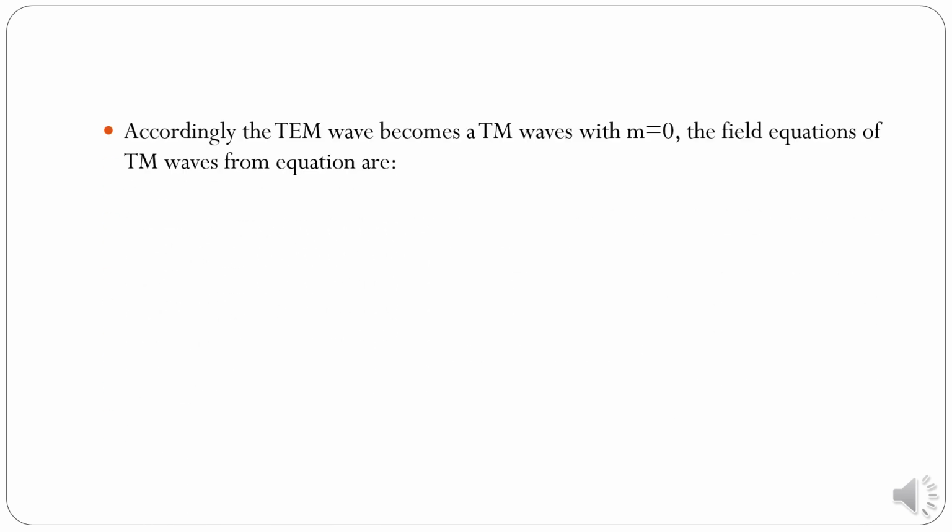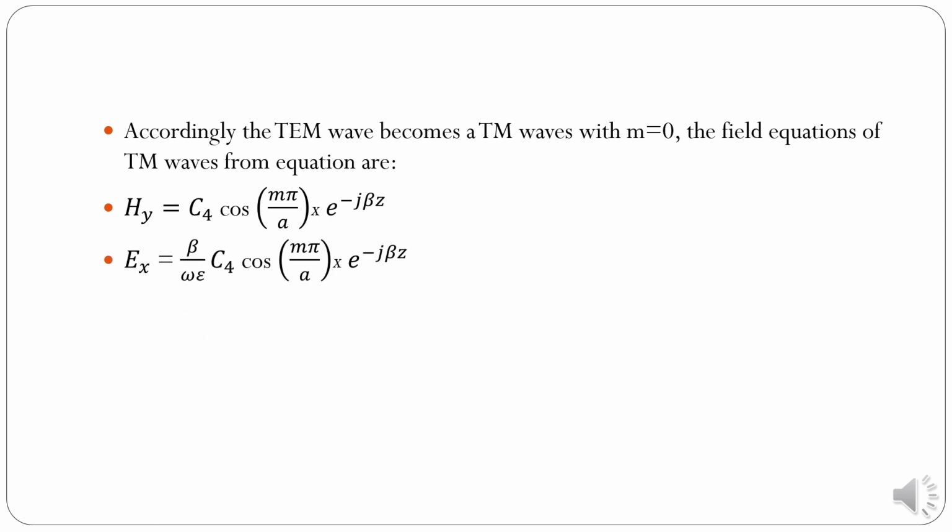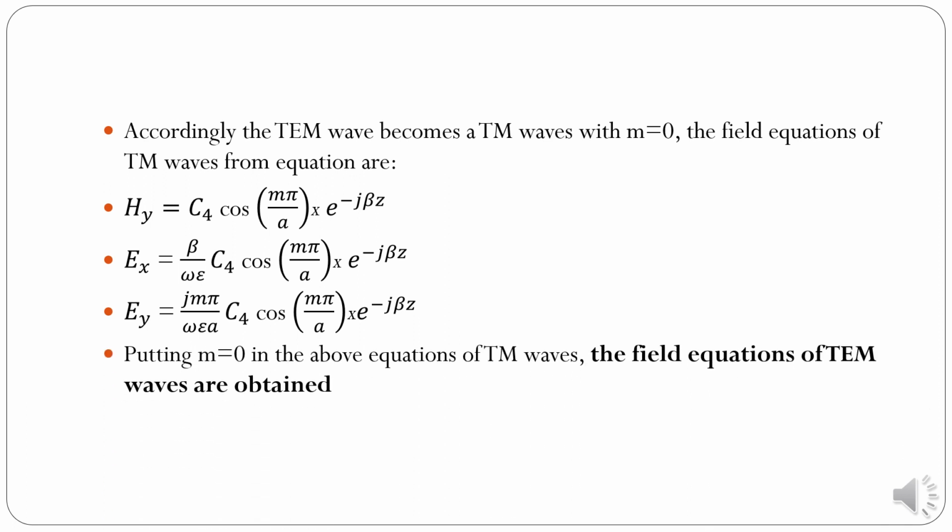The TEM wave in which m equals 0, the field equations for TM: Hy is equal to C4 cos of m pi by a x e power minus j beta z. Ex is equal to beta by omega epsilon C4 cos of m pi by a x e power minus j beta z. Ey is equal to j m pi by omega epsilon a C4 cos of m pi by a x e power minus j beta z.